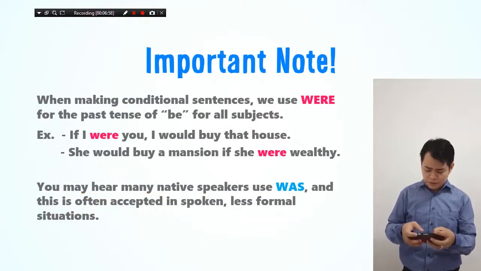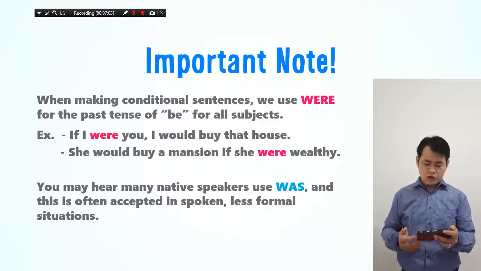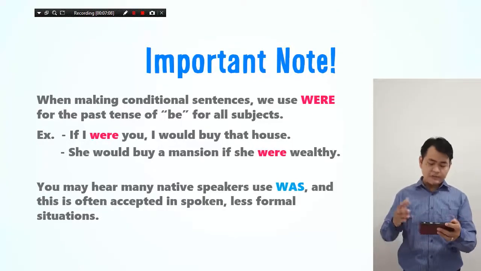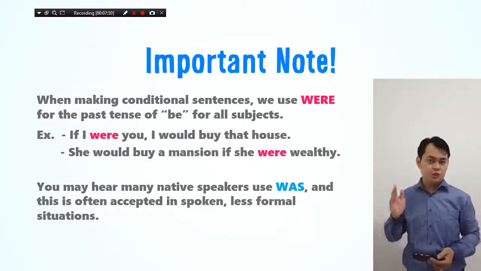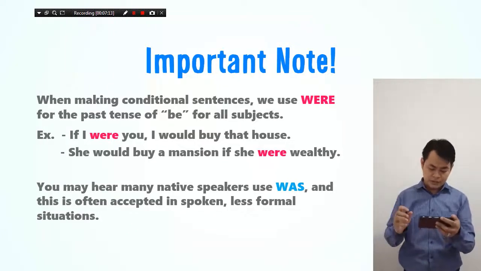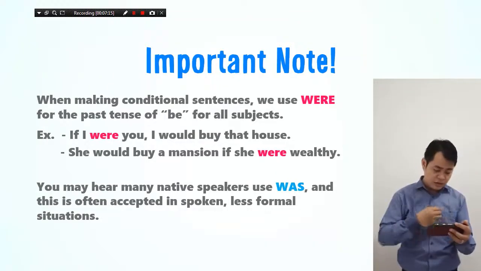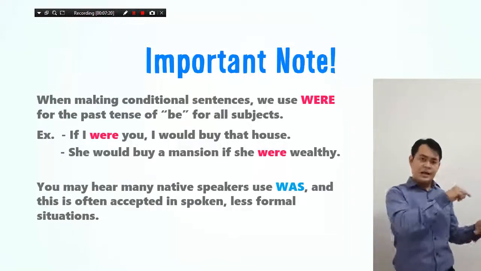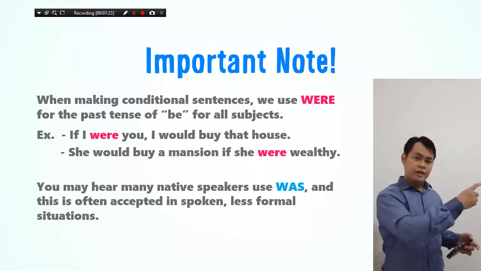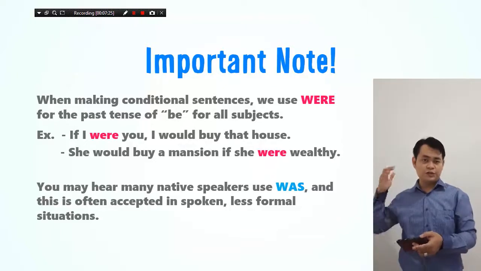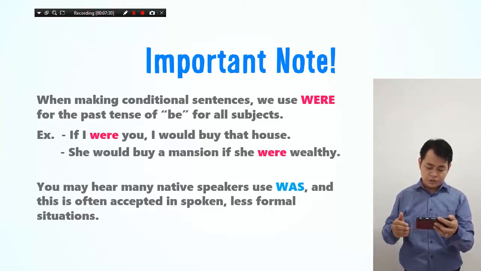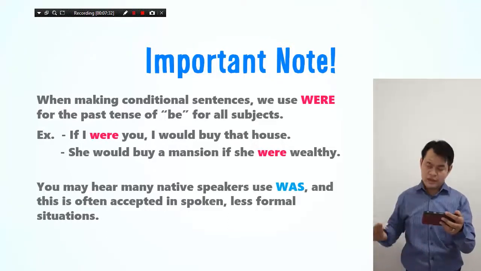The next important thing that you have to do when you're making a conditional sentence: we use were for the past tense be for all subjects. For example, in the slide you can see, if I were you, I would buy that house. You see, the be becomes were, not was. So you have to use were. And the next one, she would buy a mansion if she were wealthy.